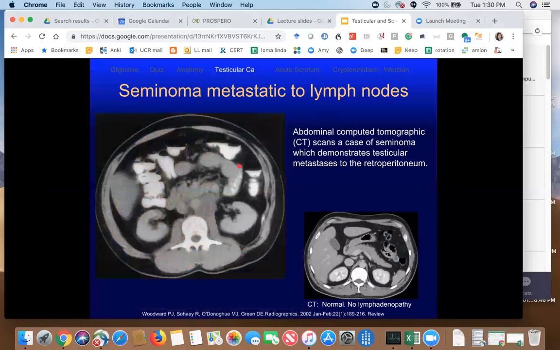It's just not as aggressive, and it has a very, very good prognosis. Seminomas metastasize to the retroperitoneum. You get lymphadenopathy, metastatic lymphadenopathy.